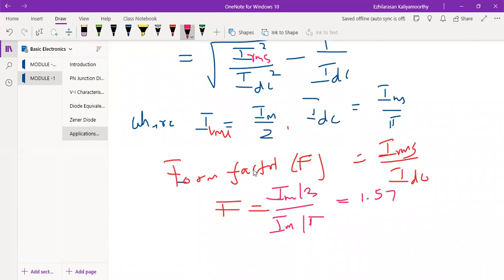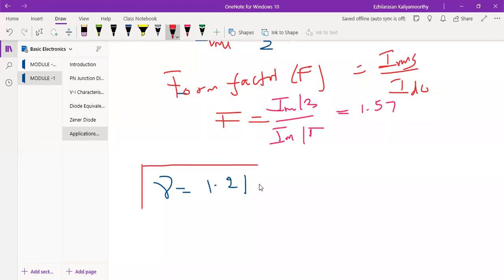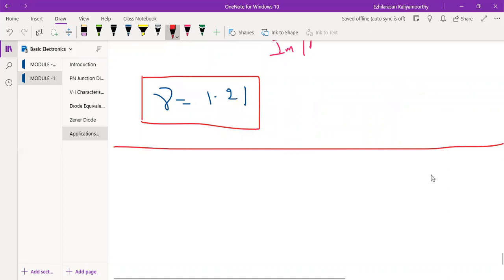Now substitute all these values in the above expression, and I will get the gamma value. The ripple factor gamma value is nothing but 1.21. So this is the standard question: what is the ripple factor of a half-wave rectifier? The ripple factor of a half-wave rectifier is 1.21. So now we derived all the things.